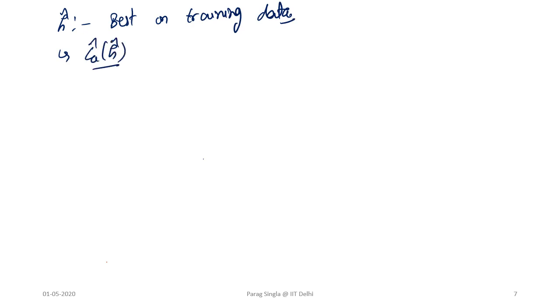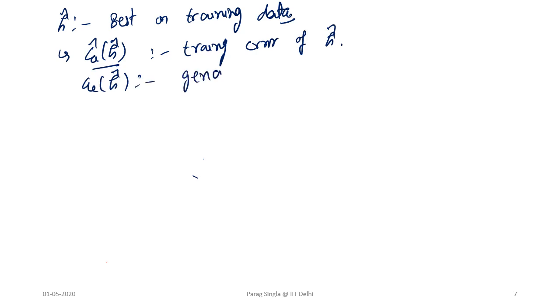So we have h hat, which is best on training data, minimizing our training error. What we really minimize was the training error, and this is the training error of h hat. But what we are really interested in is how well this h hat generalizes. So this is the generalization error of h hat.